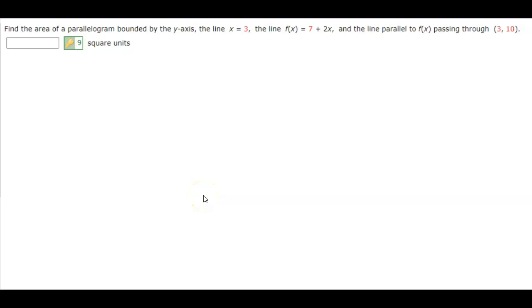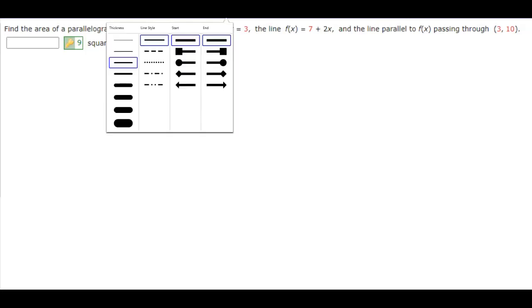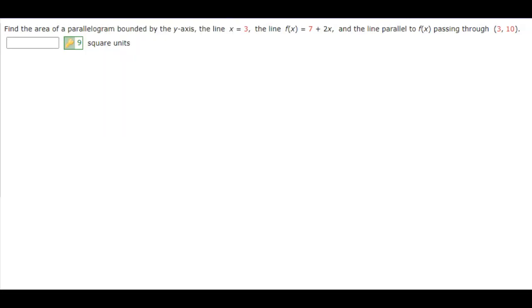Find the area of a parallelogram bounded by the y-axis, the line x equals 3, the line f of x equals 7 plus 2x, and the line parallel to f of x passing through (3, 10). First, we know that it's bounded by the y-axis. We know we have a line x equals 3, and we know we have the line f of x equals 7 plus 2x. Now we need to figure out what is the line that's parallel to f of x passing through (3, 10).